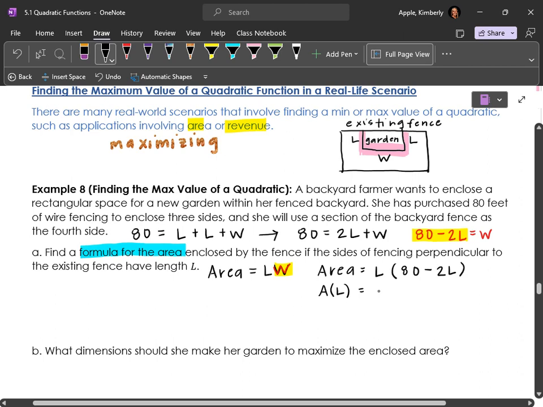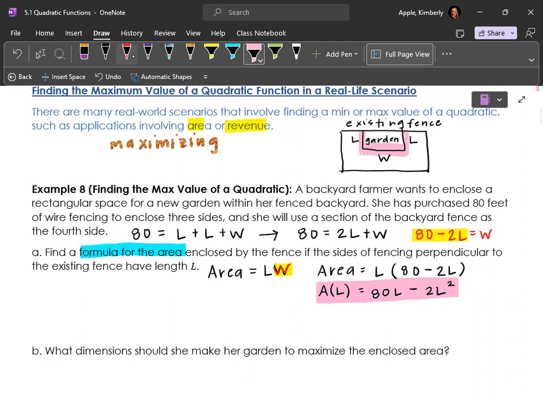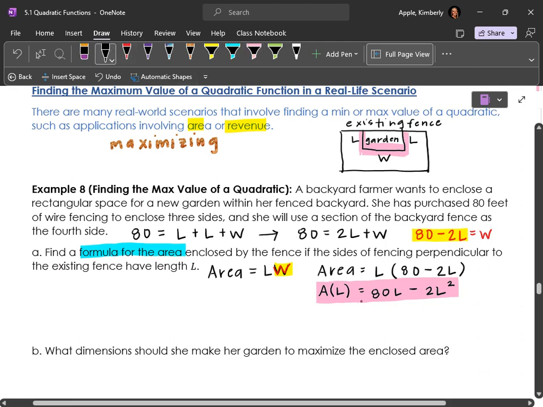Let me write this in a way that you're more familiar with. So this will be 80L minus 2L squared. And there's where your quadratic shows up. This is a function, or a formula, for the area, relating it to the existing fence of length L. This is the function that part A is asking for.